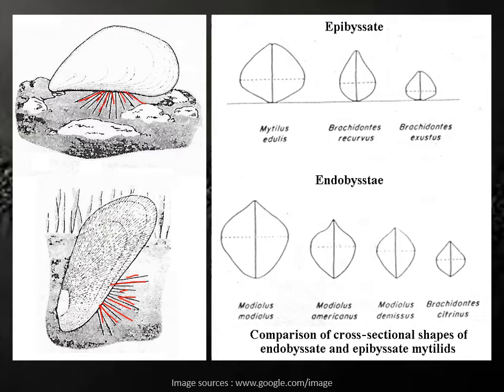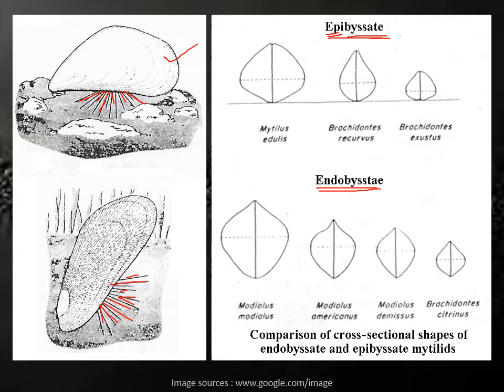Now, the environmental condition or the habitat in which these two bivalves live is slightly different. This bivalve is epifaunally basally attached. That means they live above the substrate. That is why they are known as epibyssate. Epi means outer, coming from epifaunal, and byssate means basally attached. In contrast, this bivalve is infaunally basally attached. That is why it is known as endobyssate.